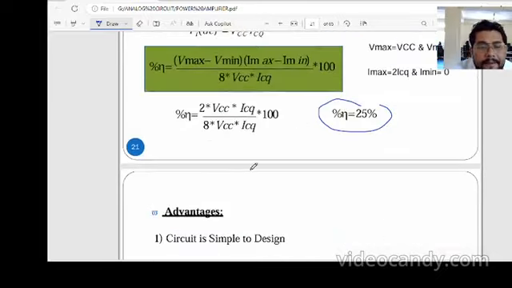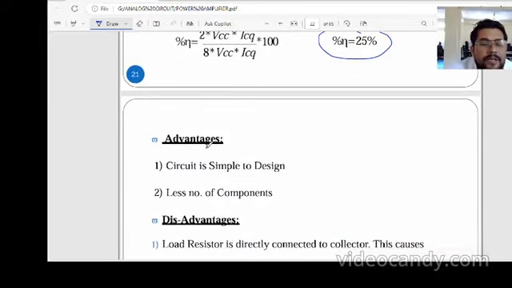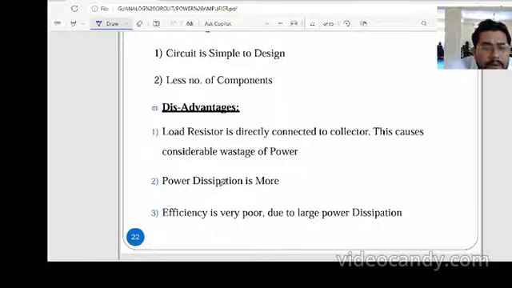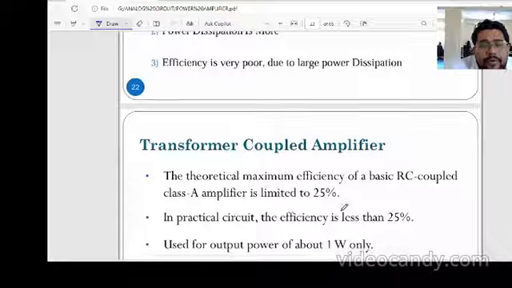Next, what are the advantages? This circuit is simple and easy to design. Fewer components are needed. The disadvantages are that power dissipation is more and efficiency is very poor, because of large power.